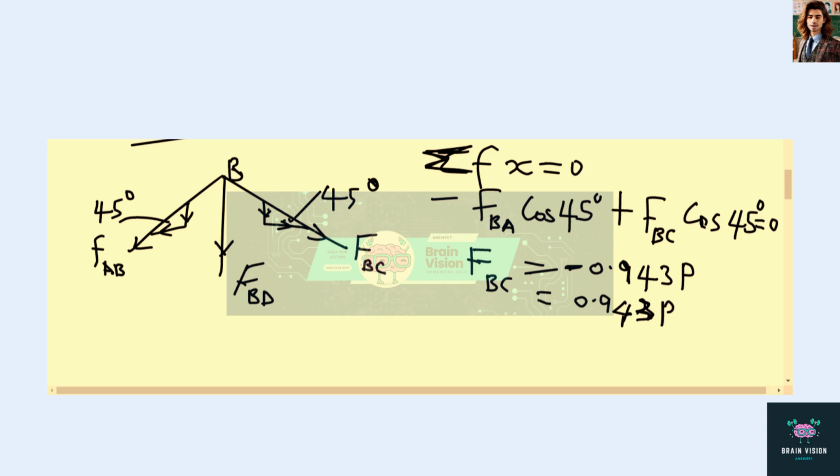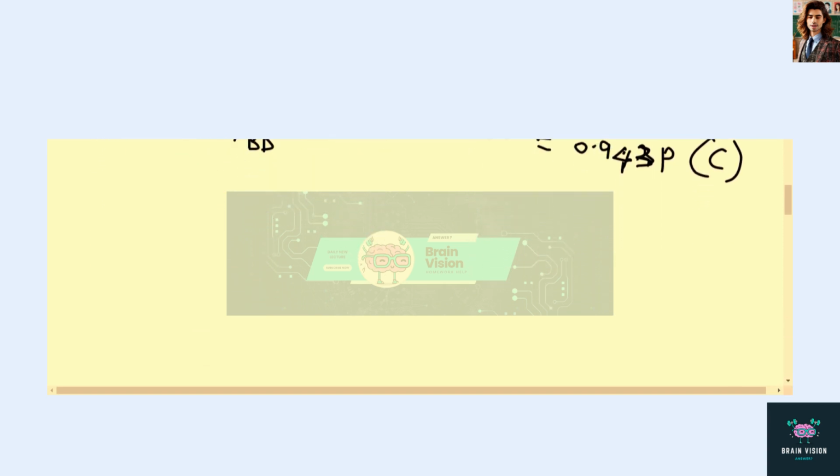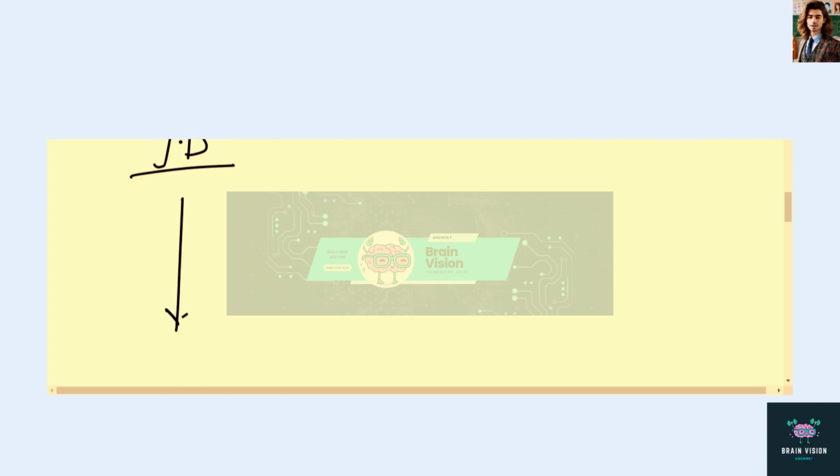Now you can see that this member is a member under compression because of the negative sign indication. Okay, then we can continue by looking at joint D. If you look at joint D, let's call it JD, joint D. We are going to have the forces looking like this. This one is coming down.